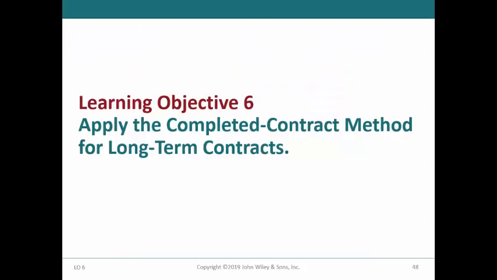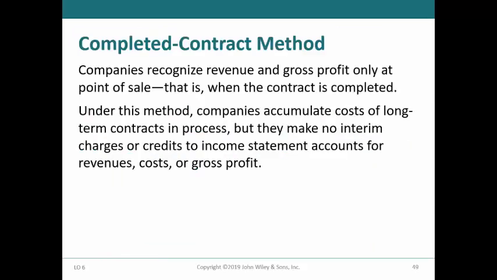In this learning objective, we will discuss the completed contract method for long-term contracts. As we mentioned earlier in the presentation, companies may use the completed contract method for long-term contracts. This method accumulates the cost in construction in process, but does not make any interim charges or credits to the income statement for revenues, cost, or gross profit, as we saw in the percentage of completion method.